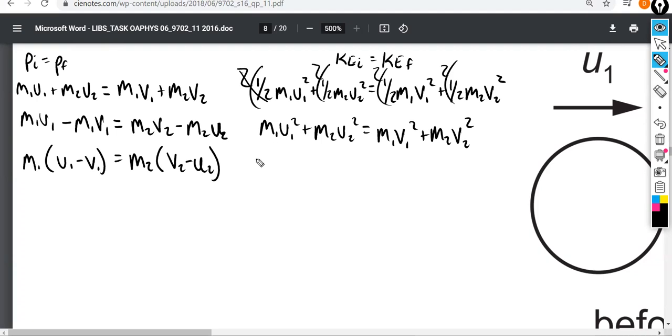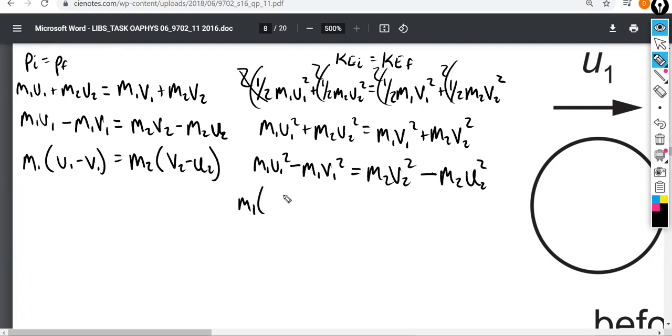Now get the M1s together, right? So it's like M1 U1 squared minus this term, M1 V1 squared, so I subtract it from both sides, so it's negative over here. Likewise, subtract M2 U2 squared from both sides. So this term, M2 V2 squared, is positive on the right side. Subtract this term, M2 U2 squared. Same thing we did over here, factor out our M1. So we get U1 squared minus V1 squared equals mass 2, V2 squared minus U2 squared.